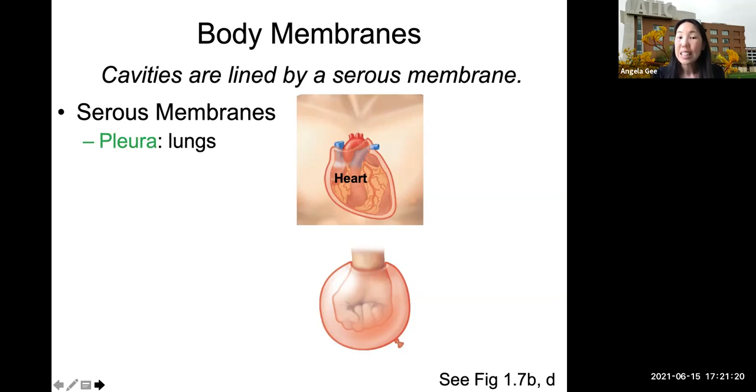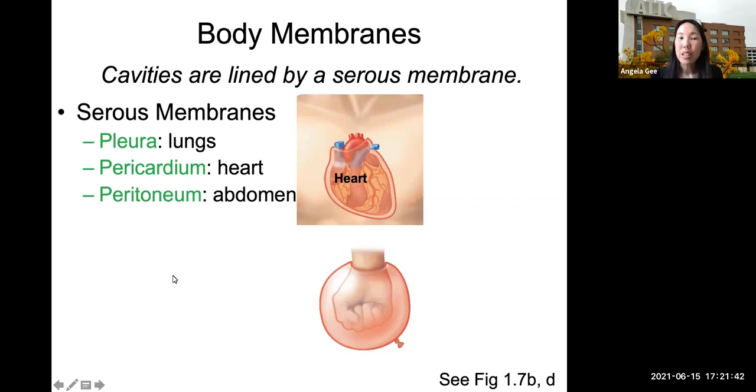Pleura is the serous membrane that surrounds the lungs. Remember I said anything that says pleura or pleural refers to lung. So the pleura will protect the lungs. Pericardium is the serous membrane that's going to protect the heart. So it's going to be surrounding the heart as shown here. And again, pericardia refers to heart. And finally, the peritoneum is a very large membrane that helps protect the abdominal pelvic cavity. So you'll see it surrounding the entire abdomen.